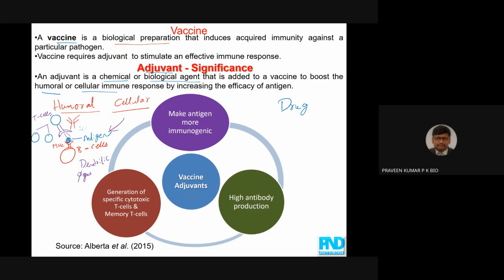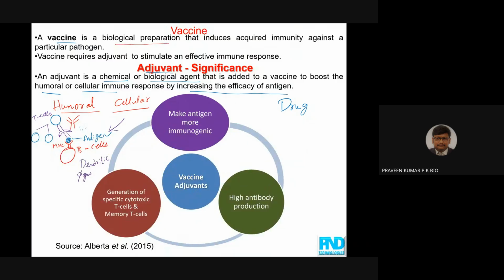Whatever I told, the B cells alone produce soluble proteins called antibodies. Similarly, the B cell can interact with T cells to form a few more T cells, and even the B cell gets activated. This is what we call the cellular immune response. So the objective of using the adjuvant is just to increase the efficacy of the antigen.